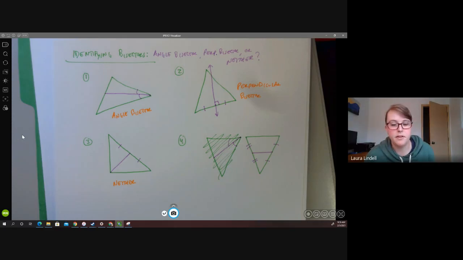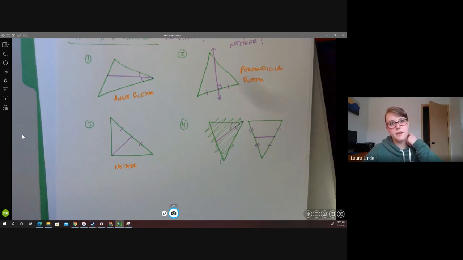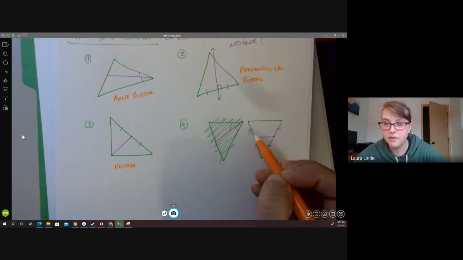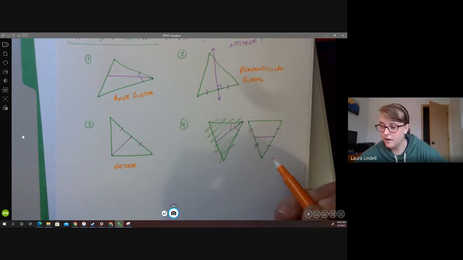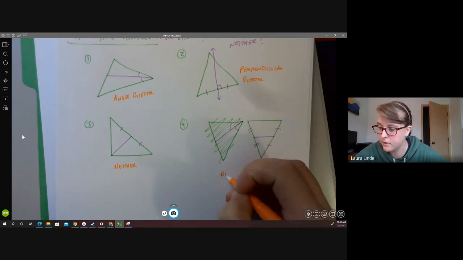All right, what about number 4? Does that look like anything we've seen before? I mean, maybe if you've gone over triangle special segments before, but this one is also one of those ones that, although it cuts both of these sides in half really nicely, is also not an angle bisector and not a perpendicular bisector, so this one is neither.